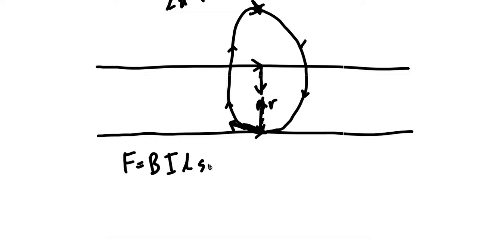or BIL sine theta is probably a better way to put it, just to make sure that we're in the right angle. But so we know we could work out the magnitude of the field at this point at the bottom using B equals mu naught I over 2 pi r, and then we could put that B into this equation and work out the magnitude of the force on the wire.